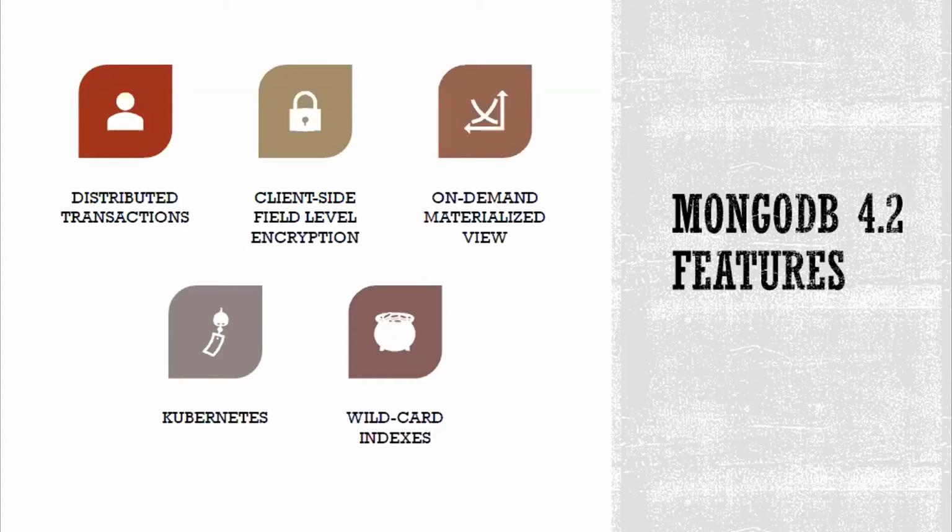And client-side field-level encryption. MongoDB introduced in 4.2 the capability to select, encrypt, and decrypt document fields in the application before data is sent to the database. So it is application-level encryption of fields prior to transmitting data over to the server. So only an application with access to the correct encryption key can decrypt and read the protected data.